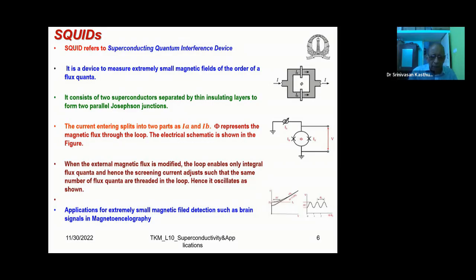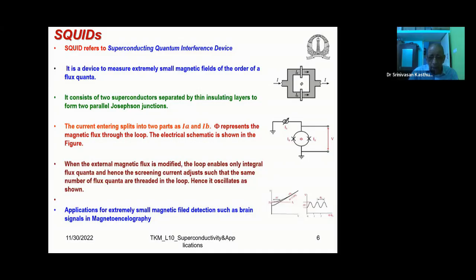So you can draw an electrical diagram for this. In the electrical diagram, suppose the external flux is modified; the loop enables only integral flux quanta. That is, it maintains the same amount of flux. So now the screening current adjusts such that the same number of flux quanta are trapped inside the loop.